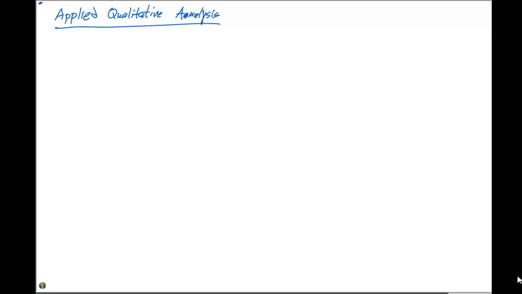So a qualitative analysis scheme is designed to answer what is present. It doesn't really say anything about the amount. It's answering a question, yes or no. Is a particular ion present in solution?